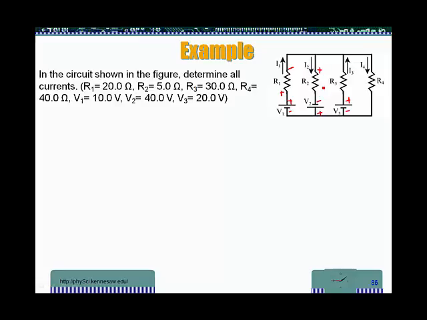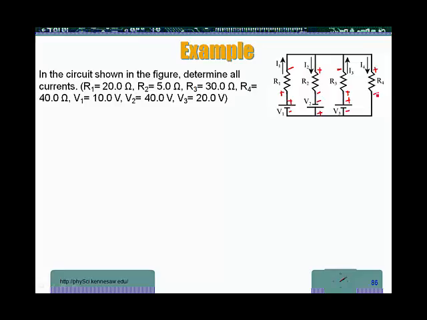Similarly for R2, but then plus is on top, minus is at the bottom. For R3, I3 is going up, so plus is in the bottom and minus is on top. For R4, I4 is going down, so where I4 enters R4, it's plus, and where it exits, it's negative.